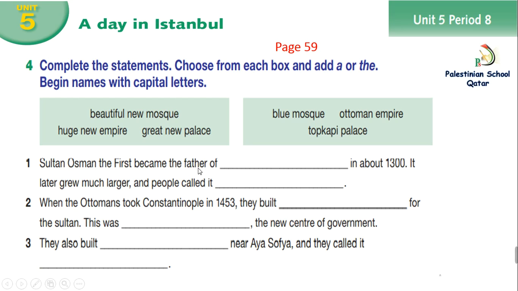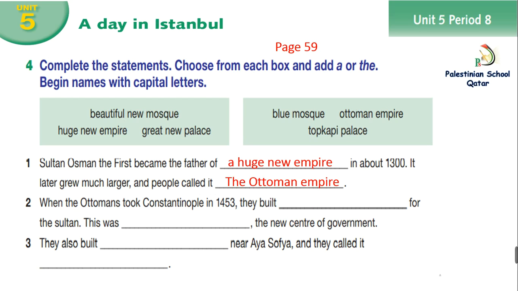Sultan Osman I became the father of a huge new empire. Father of a huge new empire. And here we have it later grew much larger, and people called it what? They called it the Ottoman Empire.